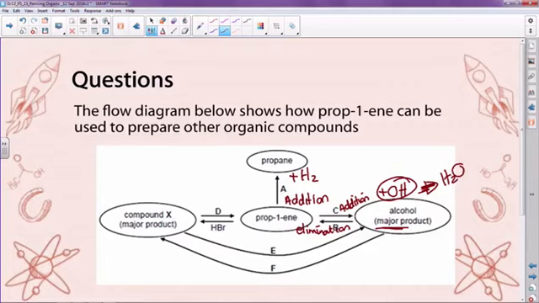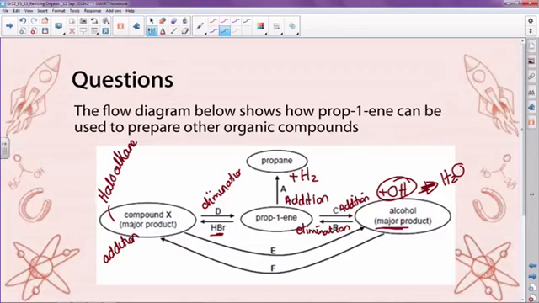Then over here, we add HBr to it. That's obviously going to be an addition reaction again. To go back to prop-1-ene, it has to be elimination again, and we're going to break the double bond. This is going to make a haloalkane. And then from here, we're going from a haloalkane to an alcohol.